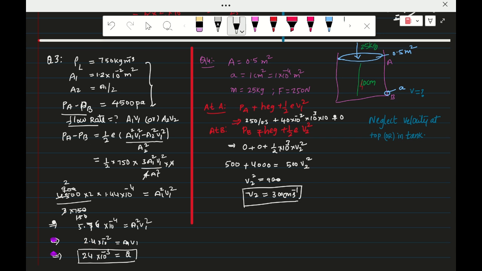To find this, we know the formula according to Bernoulli's principle: the difference in pressure energy is equal to half of rho into A1 V1 square minus A2 V2 square. A1 and A2 values are given. A2 is equal to A1 by 2. Substitute here and we will get the required answer. So here directly I find A1 V1 square. If I want V1, divide by A1 and you will get V1.